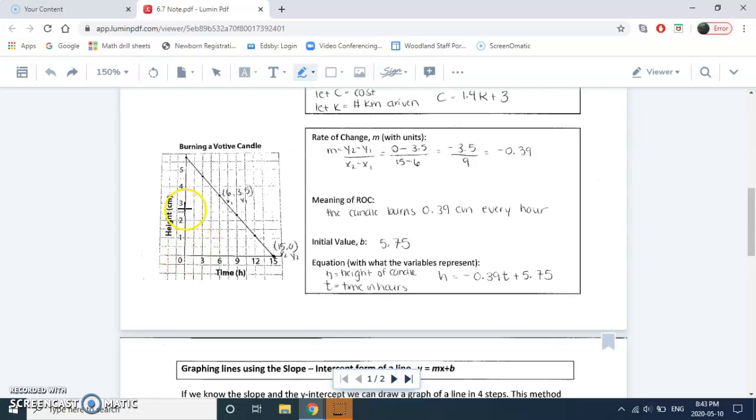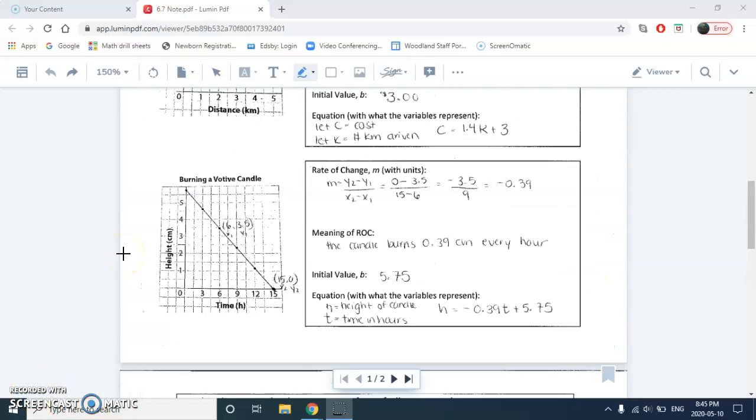So as we can see, if we go up along our scale, we actually would hit 5.75. If we take a look at the scale, we see that it's going up by 0.5 every time, and it's halfway through, so 5.5, and then up another 0.25, so 5.75. So now when we're writing out our equation, we have h equals the height of the candle, t equals the time in hours. So again, we're talking about our dependent and independent variables. So h equals negative 0.39 times t, which is the number of hours, and we're going to add 5.75 to that number.